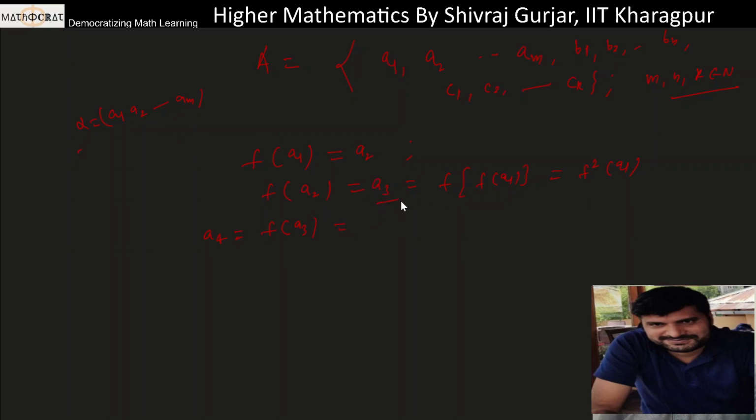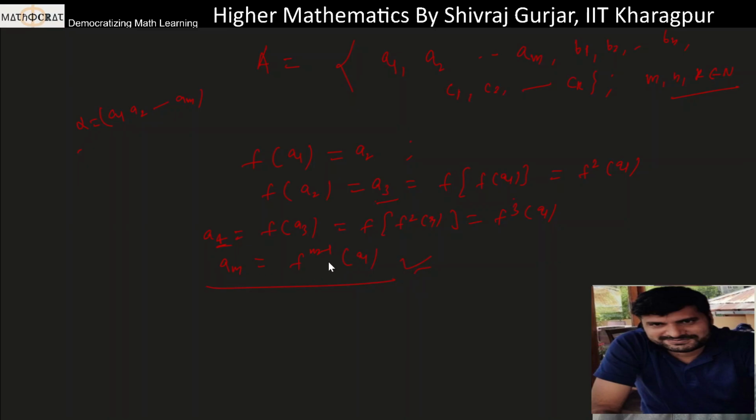F A3 is F square A1. So this will be F cube A1, right? And so on. Now if we see F AM, that will be, here 4 is there, then there is 3 only. So this will be F power M minus 1 A1. Okay, this has to be there.